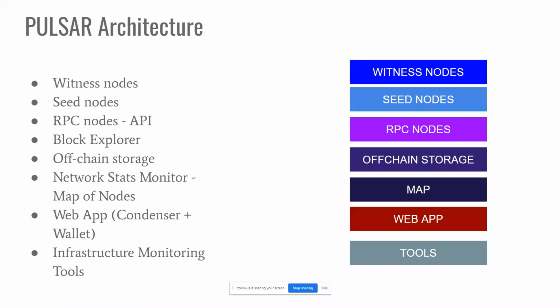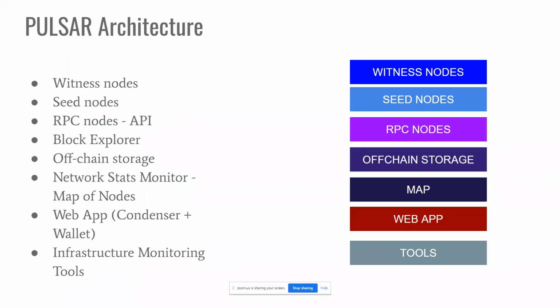The third category is the RPC nodes, which we can also call API nodes, that are used to interconnect the front-end applications, the web applications and the mobile applications, to the ledger itself. Again, whoever runs this kind of node is not rewarded. It's just a support that they bring to the network.